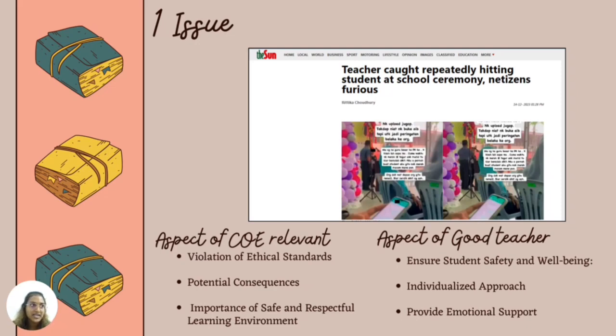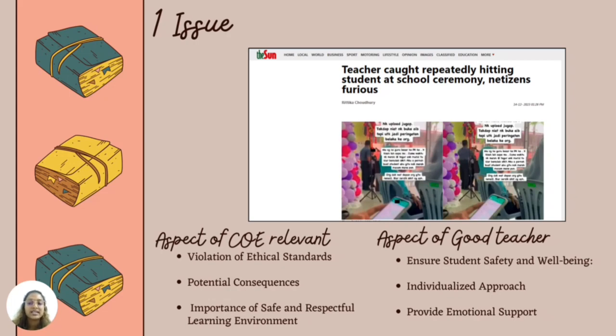Once the issue has happened and the teacher has already hit the students, another teacher will handle the student who is the victim in a sympathetic way and also with empathy.